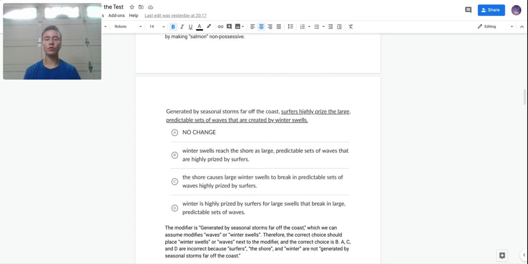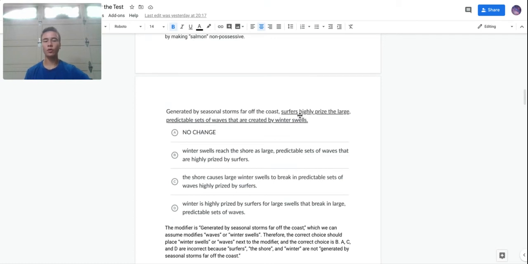Generated by seasonal storms far off the coast, surfers highly praise the large, predictable sets of waves that are created by winter swells. So the modifier, the describing information, is generated by seasonal storms far off the coast. So we can kind of assume that this should be referring to either the winter swells or waves.